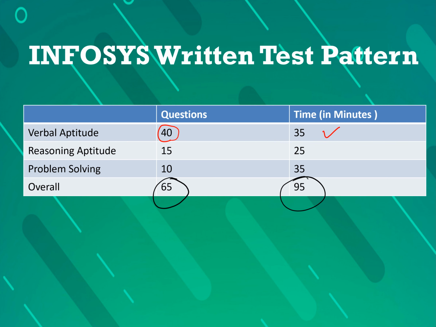Problem solving, which is almost the same as quantitative aptitude section because it consists of 3 to 4 questions of data arrangement and the rest of the 7 questions from quantitative aptitude. We also call it a quantitative aptitude section, but Infosys calls it the problem solving section. So it consists of 10 questions which needs to be done in 35 minutes. Overall 65 questions are there and which needs to be done in 95 minutes.